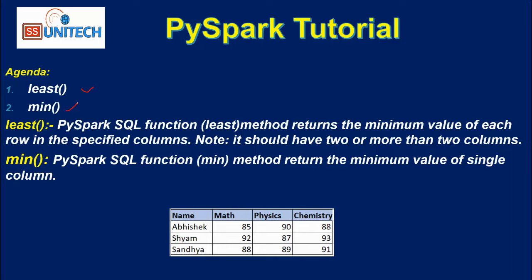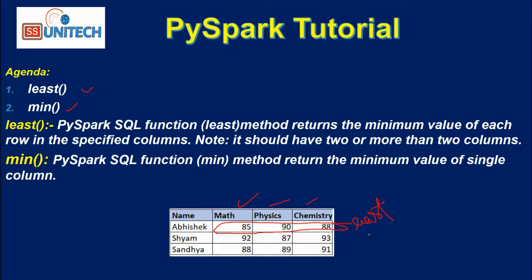So what does it mean? Let's assume we have this data frame. If our requirement is to check the minimum value on this row, particularly for the math, physics and chemistry marks, then we can use the least function. So in this scenario, the least function will be helpful.